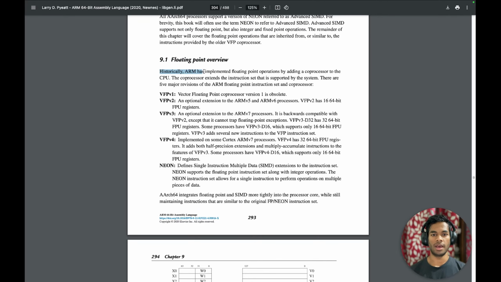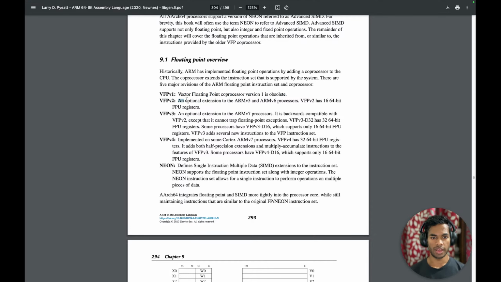Now, floating point overview. Historically, ARM has implemented floating point operations by adding a coprocessor to the CPU. The coprocessor extends the instruction set that is supported by the system. There are five major revisions of the ARM floating point instruction set and coprocessor. Vector floating point version 1. The vector floating point coprocessor version 1 is obsolete. That is, it is out of production now. It is not implemented anymore.